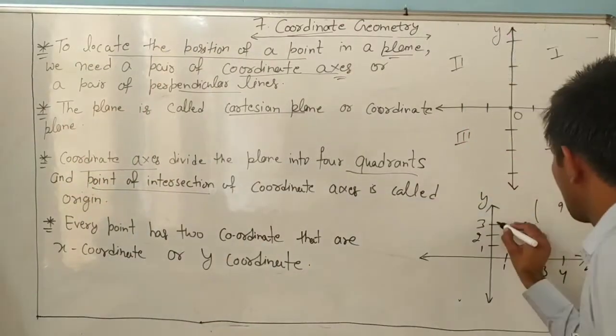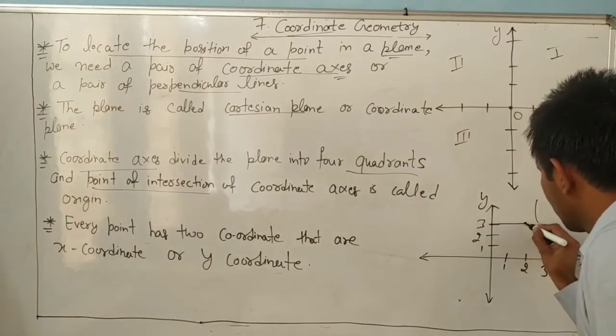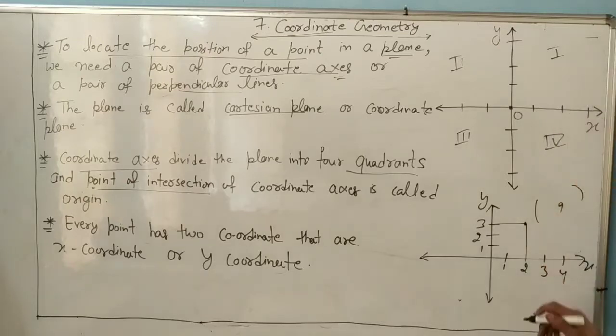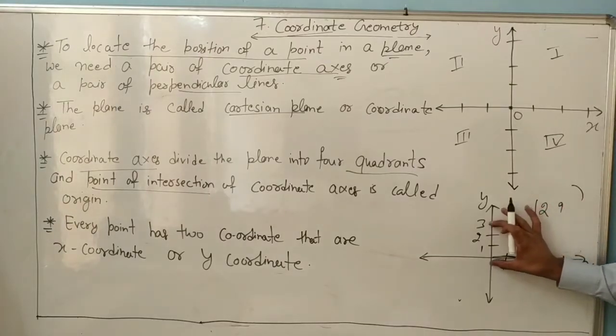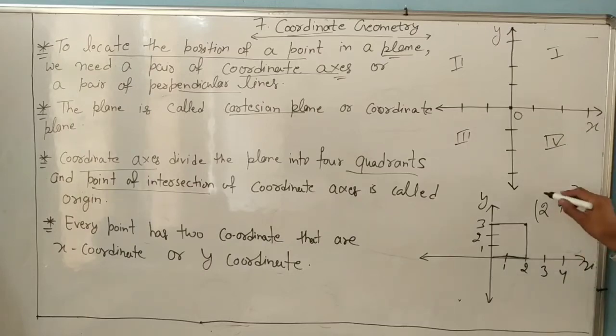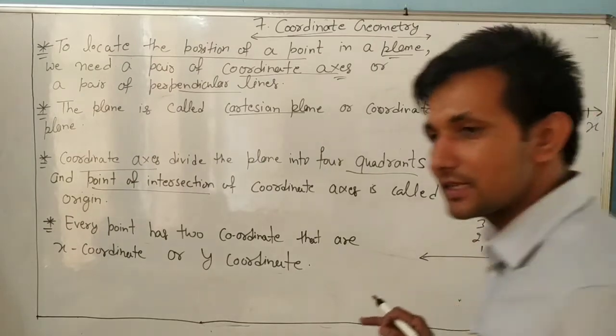So what is this point, from here to here and this? So the x coordinate, how much? It is only this distance. It is 2. And how much is the y coordinate? From here to here, how much? It is 3. So always first we will write the x coordinate, and second we will write the y coordinate. Understand here?